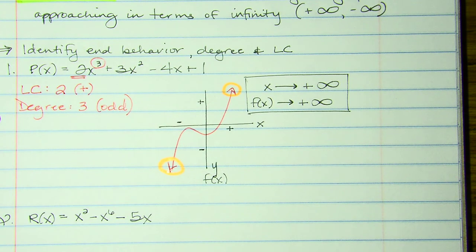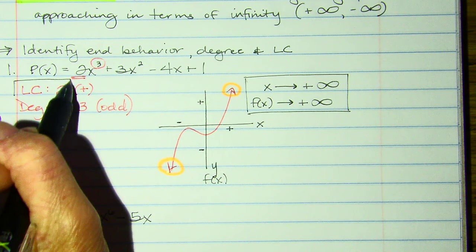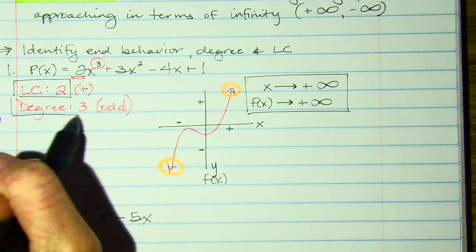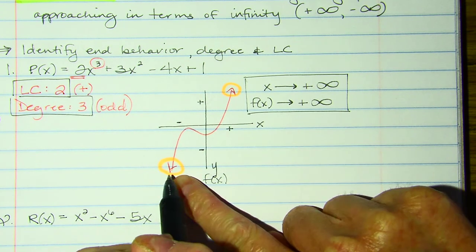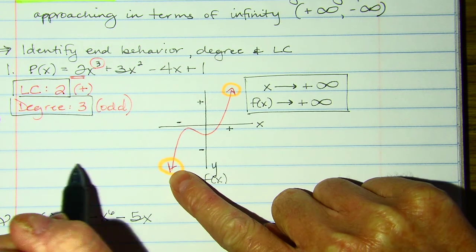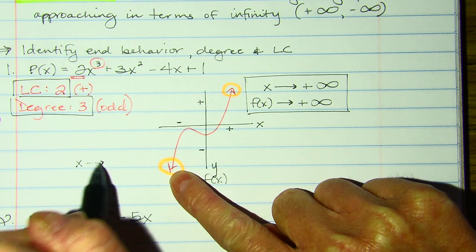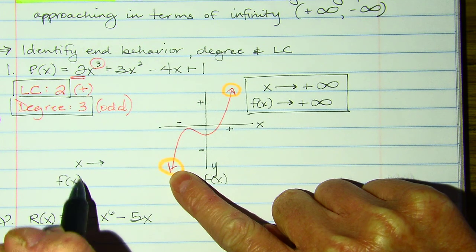Okay, so again, I've got my leading coefficient, I have my degree. Here's the end behavior for one end. Now I'm working with this end. So let's talk about what x is approaching and what f of x is approaching.